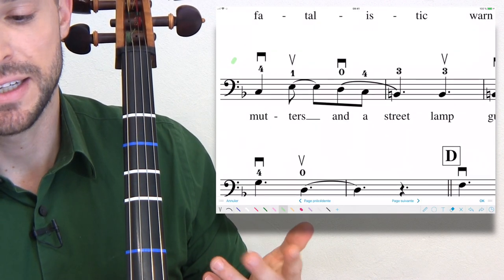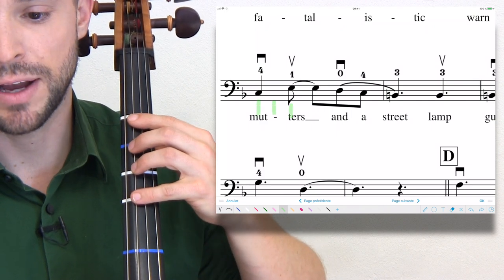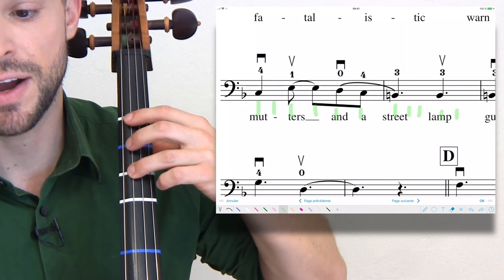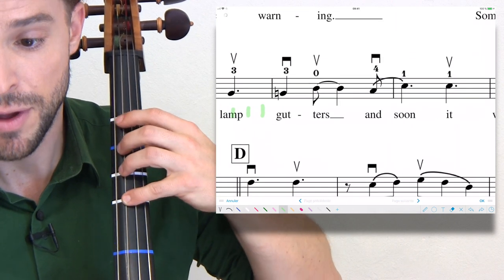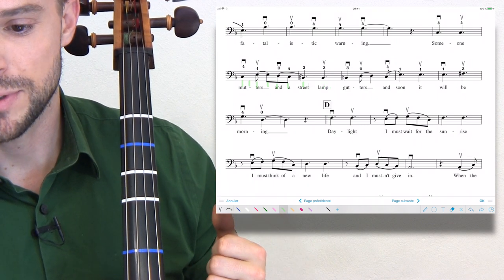Second line of the second page sounds like 1, 2, 3, 4, 5, 6, 1, 2, 3, 4, 1, 2, 3, 4, 5, 6, 1, 2, 3, 4. So that's what it sounds like. Let's do it one more time. I'm going to show the second line measure.